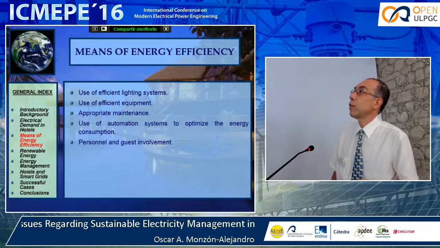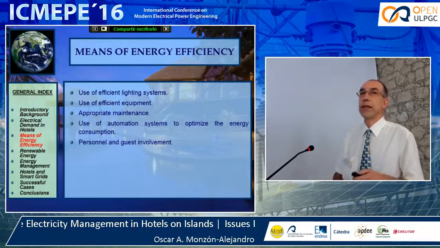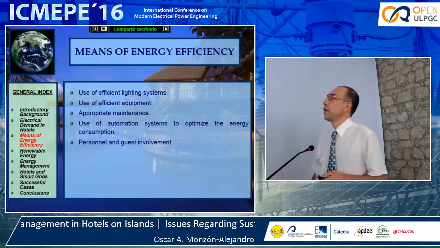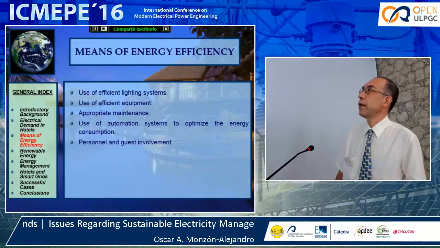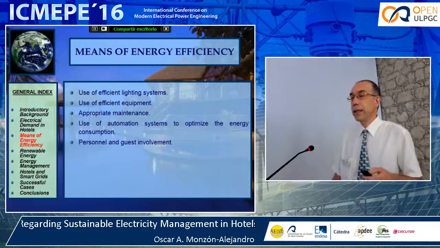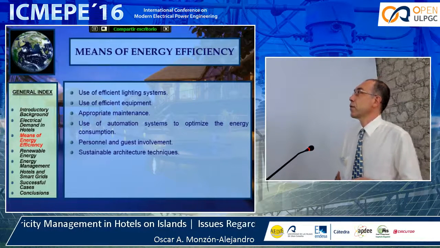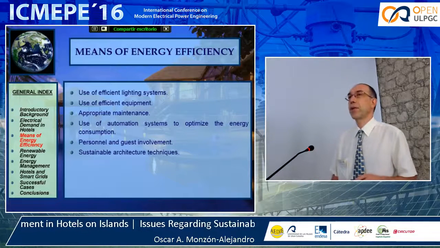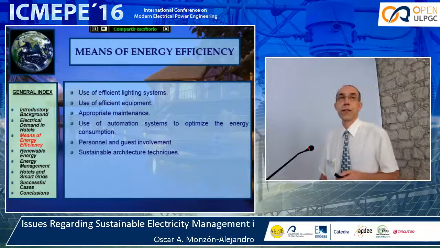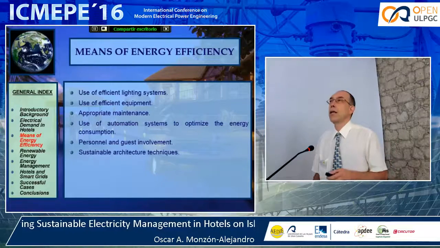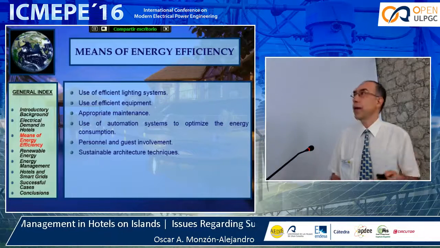Personnel and guest involvement is also important. As we will see later, personnel should be integrated in the environmental and sustainability policy in the hotel, and guests are usually naturally involved if they see that the hotel follows certain environmental rules. The use of sustainable architecture techniques is also important by, for example, installing efficient glass in windows, but also in the design process of a hotel, setting the orientation and some open space to get natural light or natural air conditioning.